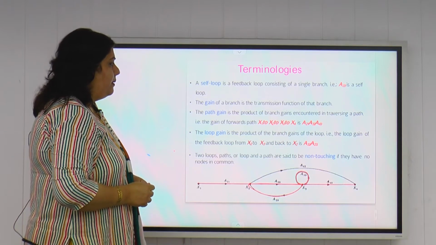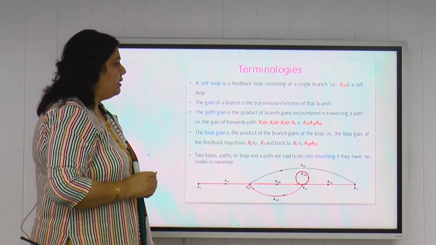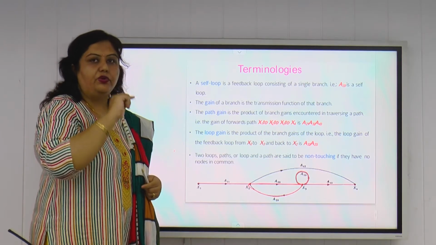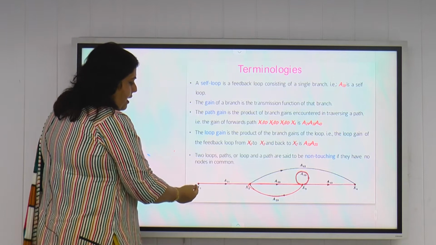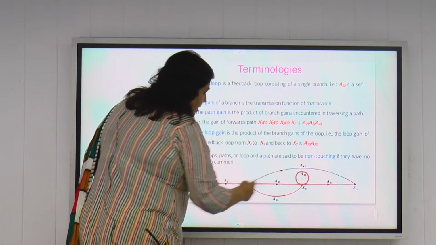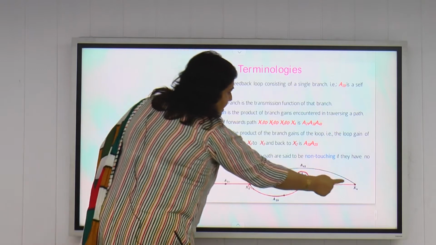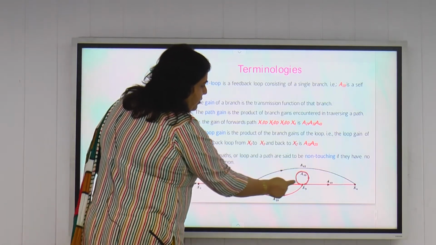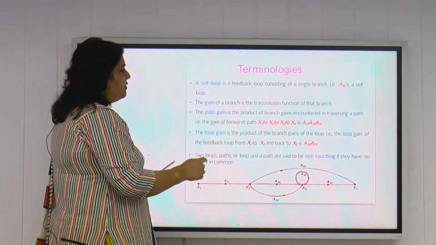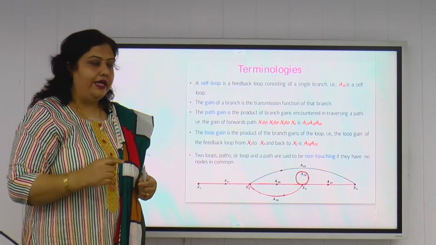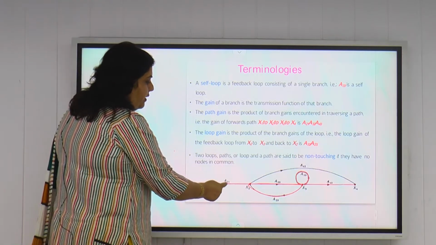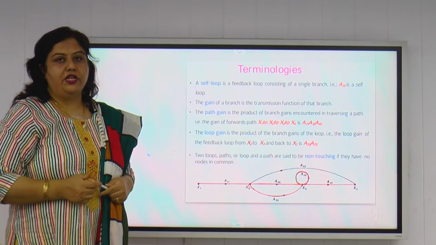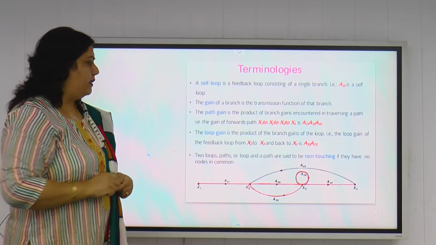So these are all gains. Next is the path gain. The path gain is the product of branch gains encountered in traversing a path. Whenever we go through a path, for example, we take the forward path here, we start from x1 and go to x2 through this path, x1, x2, x3, x4. What are the transfer functions here? The transfer functions are a21, a32 and a43. So the path gain of this path is a21 dot a32 dot a43. The path gain is the product of the branch gains encountered while traversing a path.